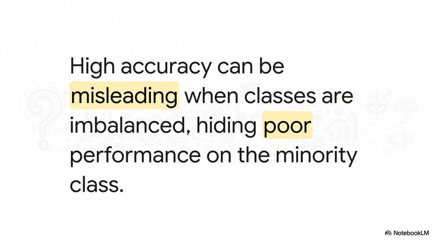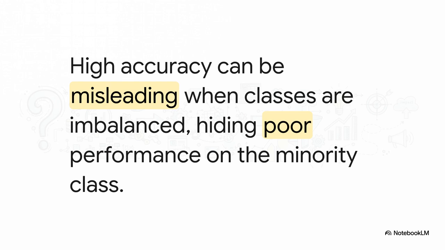And I have to give you a huge warning here. High accuracy can be a trap. Seriously. Imagine you're trying to detect a rare disease that only 1% of people have. A model that just says no every single time will be 99% accurate, but it's completely useless. This is exactly why we need metrics like precision and recall.